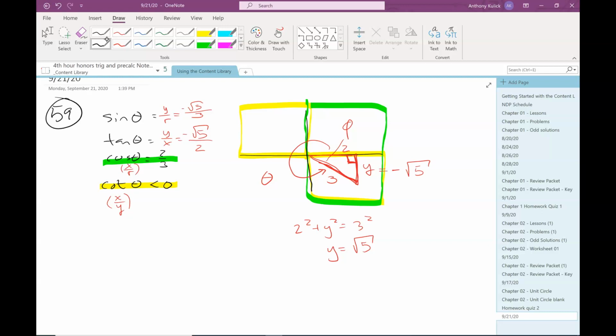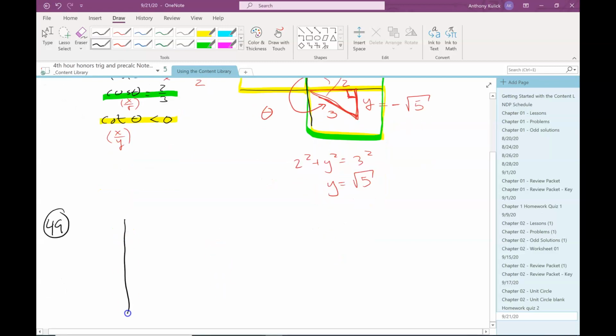Dan. 49, you say? Okay. It says, if an angle falls within the given interval, determine whether sine, cosine, and tangent will be positive or negative. Okay. So the interval that we have is pi comma 3 pi over 2.